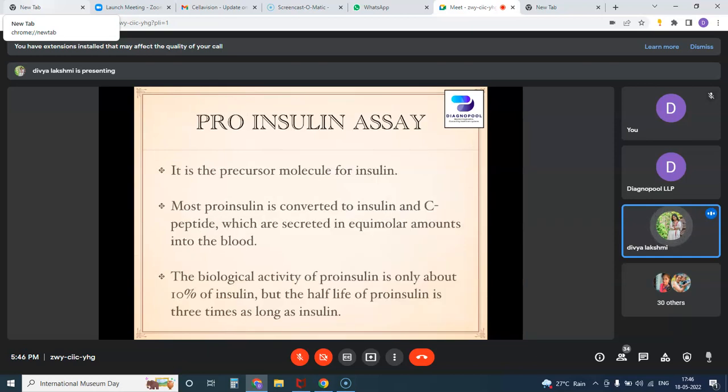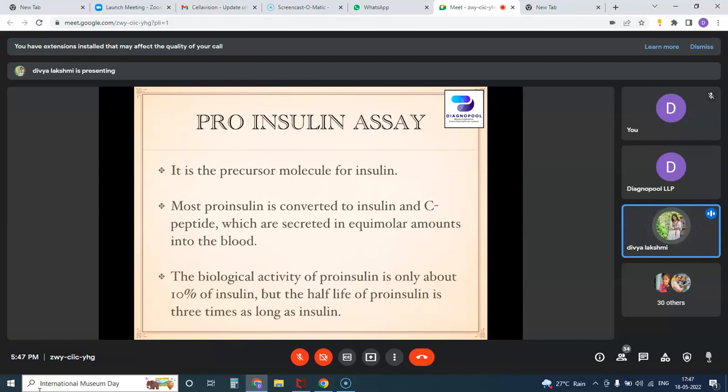Next is pro-insulin assay. What is this pro-insulin? When the beta cells release insulin, it is released in the form of pro-insulin. This pro-insulin cannot go and act on any organs. It will be converted into insulin, and only then will the insulin be active. Testing insulin from the body is very difficult because its half-life is only 5 to 10 minutes. So most of the time, checking insulin will give a wrong report. So the best is to check the pro-insulin assay.